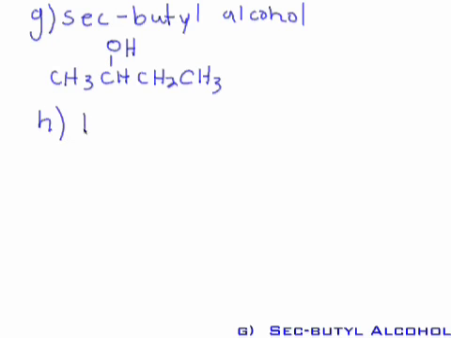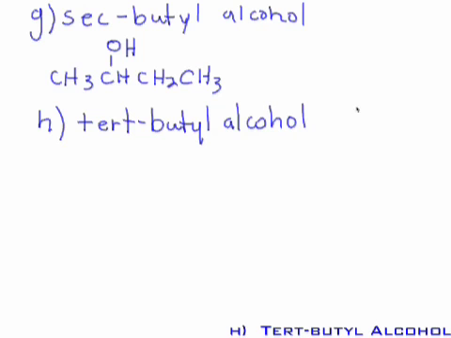H, we want tert-butyl, tertiary butyl alcohol. Tertiary butyl alcohol is derived from isobutane, where instead of pulling an H off one of the methyls, we pulled the H off of the tertiary carbon of isobutane and attached the OH. Hence it's called tert-butyl alcohol.